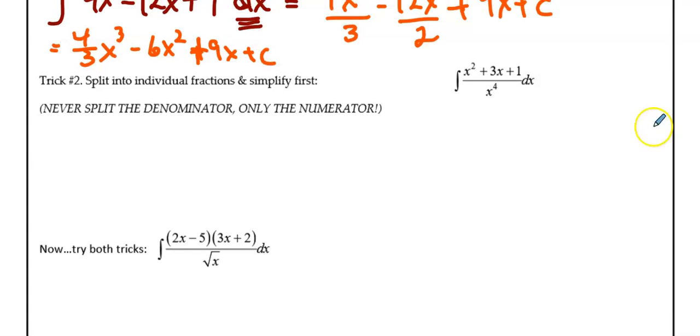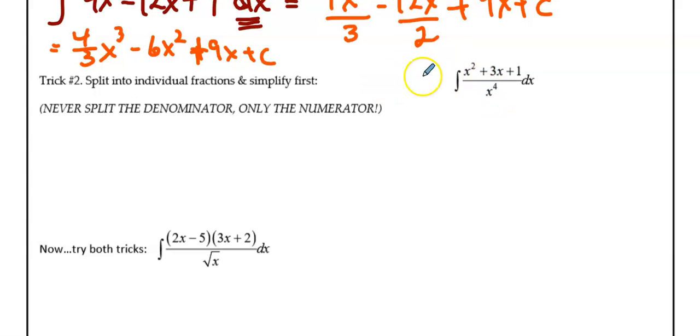All right, so what about question number 2? This one right here. Now, just like before, if I was to ask you to find the derivative of this, you cannot take the derivative of the top and then independently take the derivative of the bottom and call it a day. So you cannot integrate the top separately from the bottom.